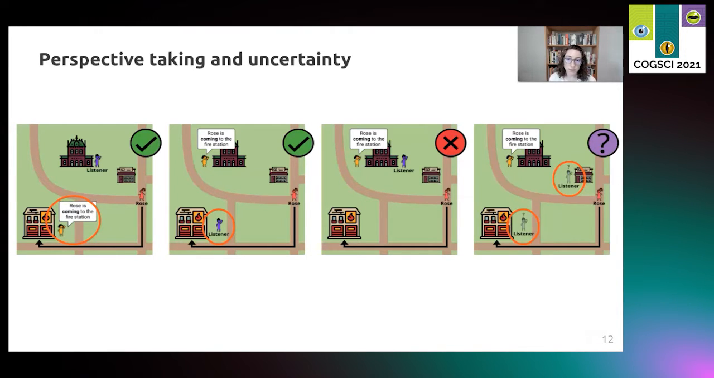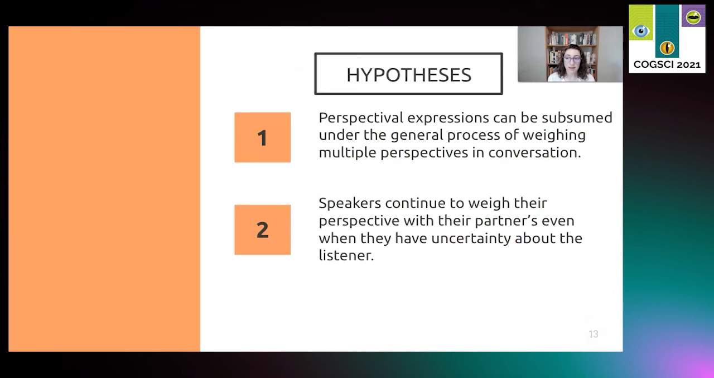It's less obvious what speakers do when they're not exactly sure where the listener is. Previous work has looked at how uncertainty influences speaker behavior in a reference task, and here we look at the impact of uncertainty on a different kind of task. And this relates to our second hypothesis, which is that speakers will continue to weigh their perspective with their partners even when they have uncertainty about the listener.